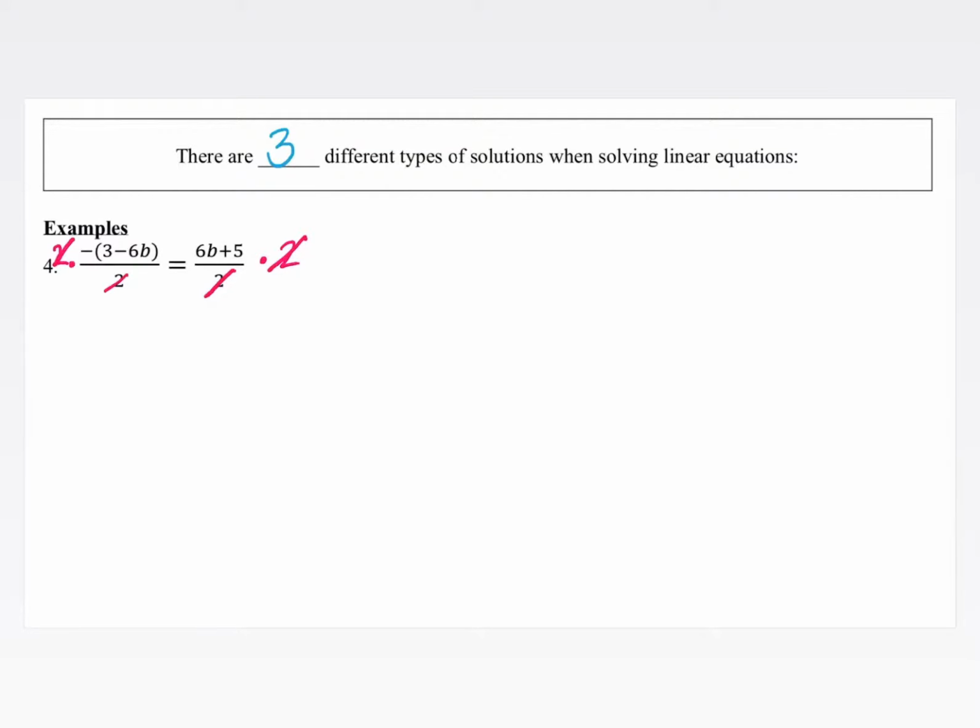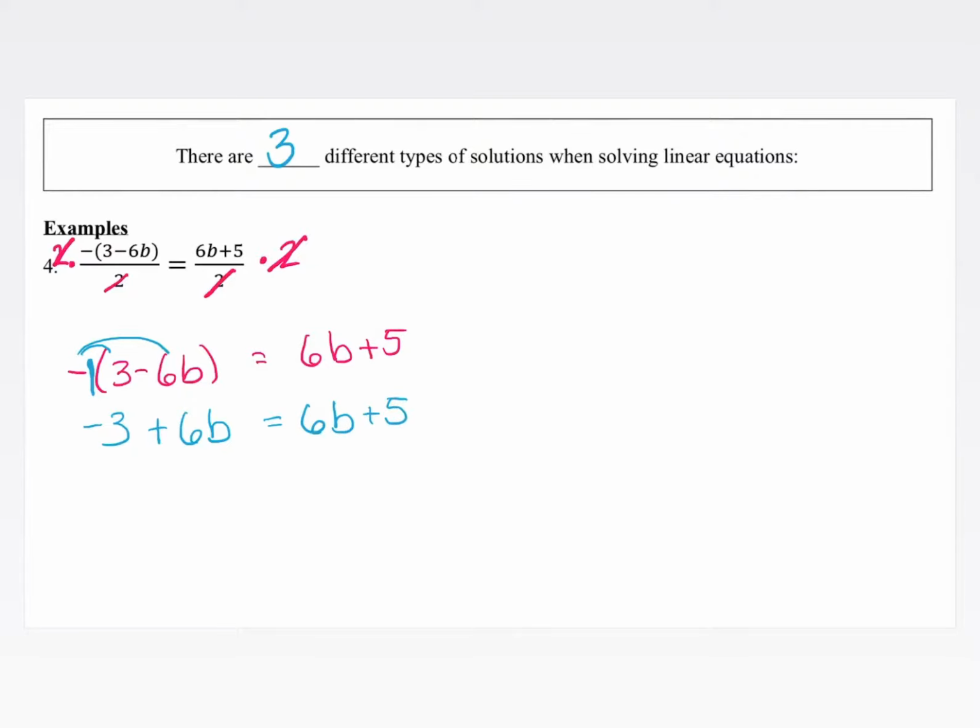So our problem actually is just negative 3 minus 6b equals 6b plus 5. On the left-hand side, we're going to apply the distributive property. So this is like multiplying a negative 1. Remember, 1 is a humble number. It's not always written, but it is there. So negative 1 times 3 is negative 3. Negative 1 times negative 6b is positive 6b. So we get negative 3 plus 6b equals 6b plus 5.